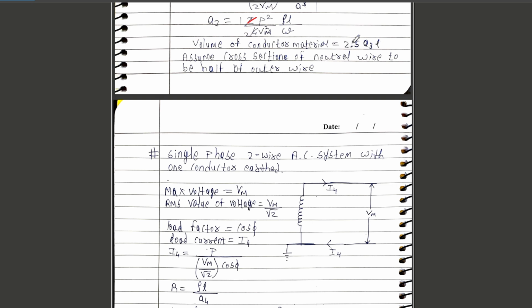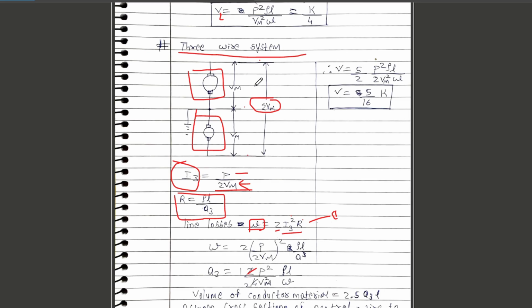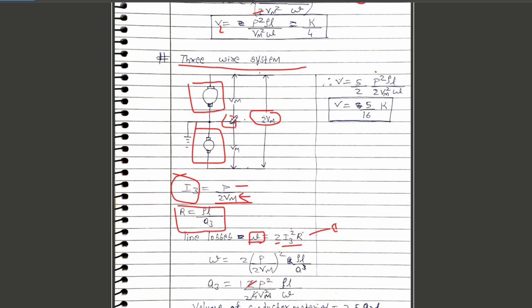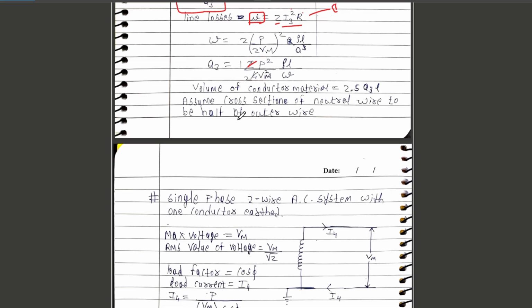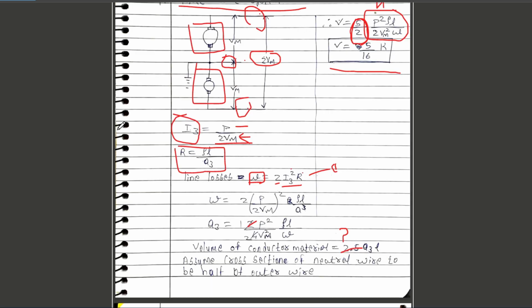Now why have we not taken 3 here instead of 2.5? Because we assume the cross-sectional area of the neutral wire to be half of the outer wire. So the cross-sectional area of this neutral wire will be half that of the outer wires. So that's the reason why we have considered this as 2.5 and not 3 for a 3-wire system, right?